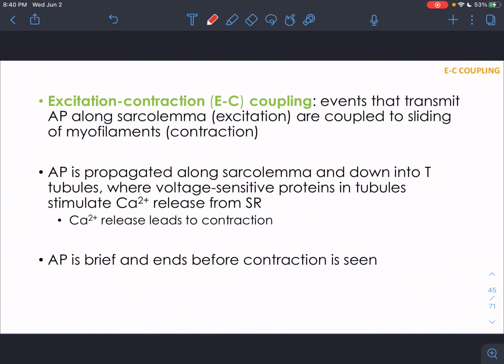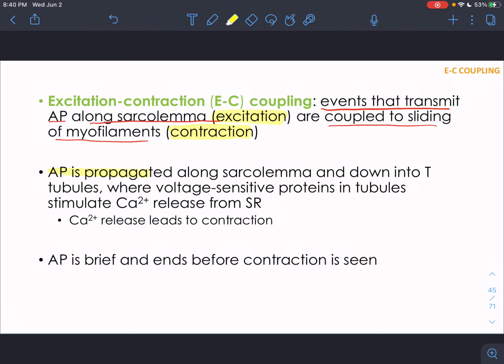The third step is excitation-contraction coupling, and this is pretty straightforward. It's just the events that transmit the action potential along the sarcolemma, which we just talked about is the excitation part of it. That's going to be coupled with the sliding of myofilaments, the contraction part of the muscle. So now we're combining that action potential, the excitation of the muscle, with what's going to allow those myofilaments to actually contract.